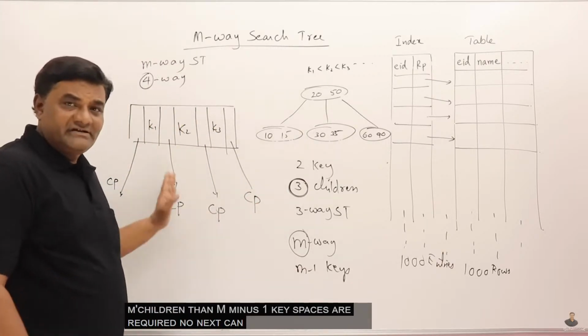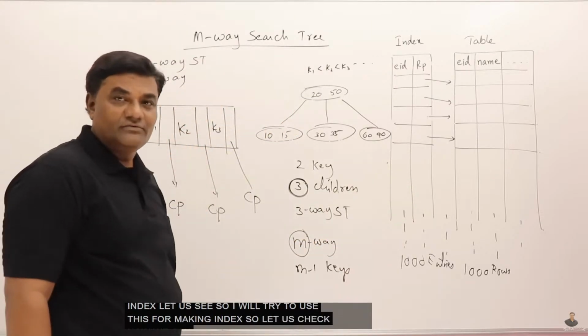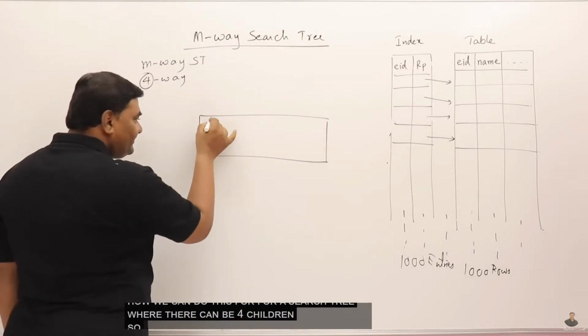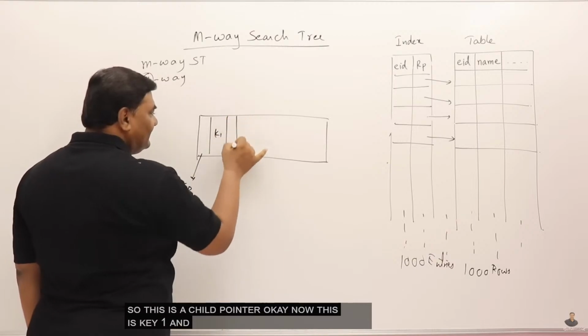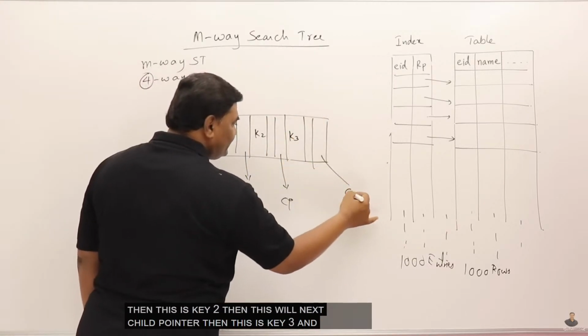Now next, can we use these search trees, these node structures, for preparing an index? Let's see. So I will try to use this for making an index. So let's check how we can do this. For 4-way search tree, where there can be 4 children. So this is child pointer. Okay. Now this is key 1, and this is next child pointer. Then this is key 2. Then this is the next child pointer, then this is key 3, and the 4th child pointer. So child pointer 1, 2, 3, 4.